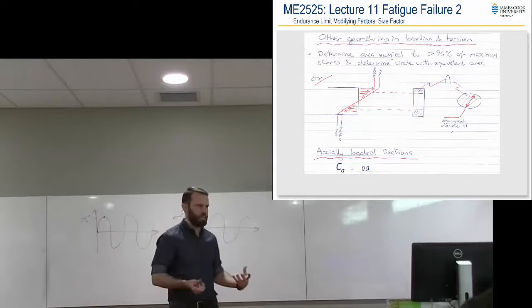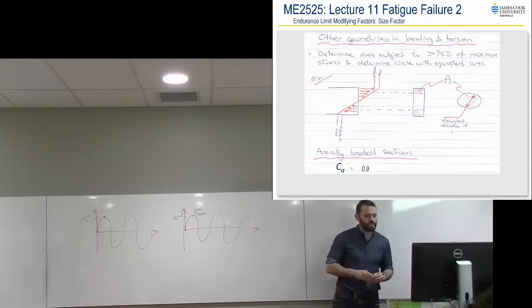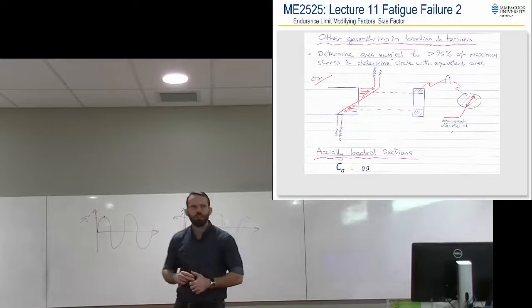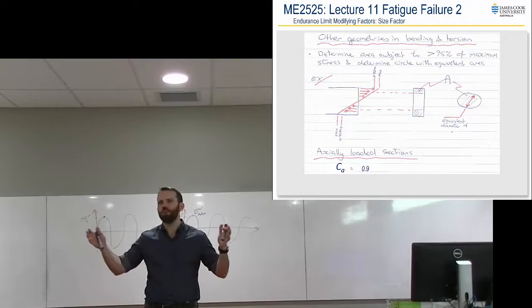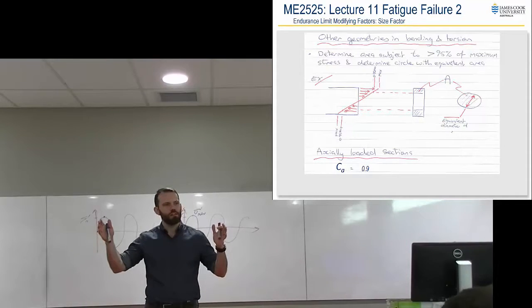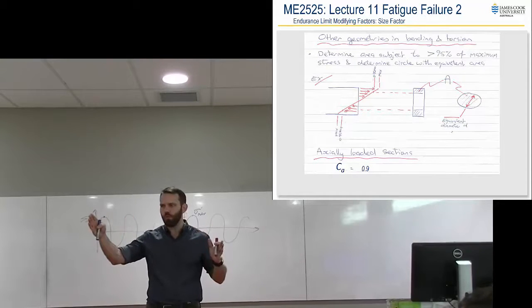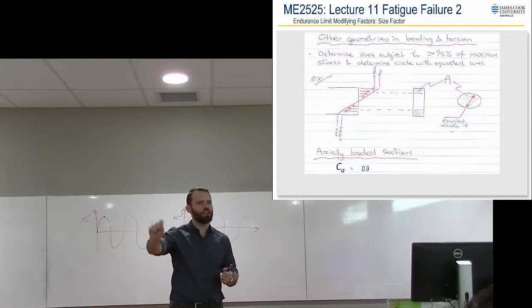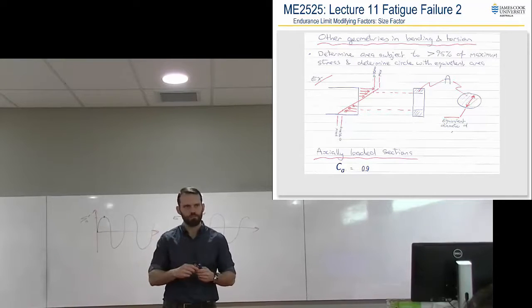Okay? And the idea is that what you're trying to do is find the area where the stress in that area is greater than 95%. So if your maximum stress is 100 megapascals, anywhere where the stress is 95 megapascals or more, that area is the area that we're interested in. That area is the area where we need to know the probability of there being a microflaw there or not.